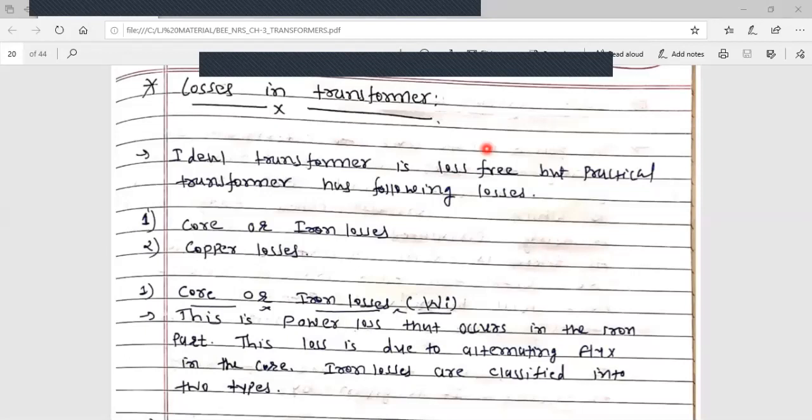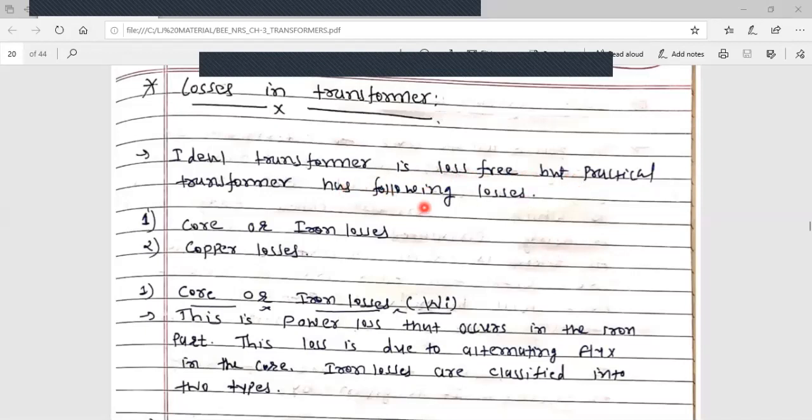Good morning, students. Today we will discuss losses in a transformer and an introduction to the practical transformer. In the previous lecture we discussed the ideal transformer. We know that an ideal transformer has no loss, so it is loss free. But a practical transformer has the following losses.